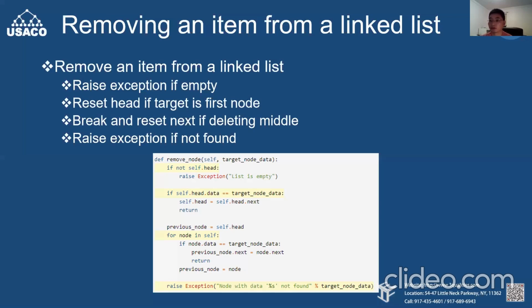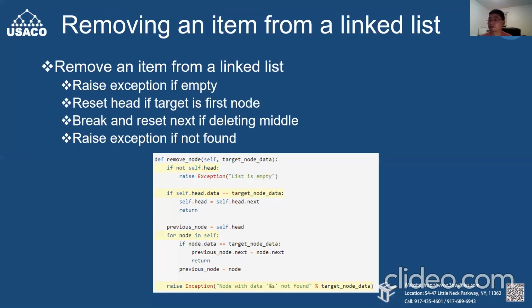The function is called remove node, right? And look at the parameter. It's passing a target node data. What does it mean? I give you a value, and you should help me remove the node from the list whose value is equal to the target node data, right? So the first step, I need to check if the list is empty. If it is empty, there are no nodes at all, so there's no reason to continue. We should raise an exception, which means the fact does not meet the expectation. You ask to remove something, but the list is empty, so I don't need to do anything. That's the first case.